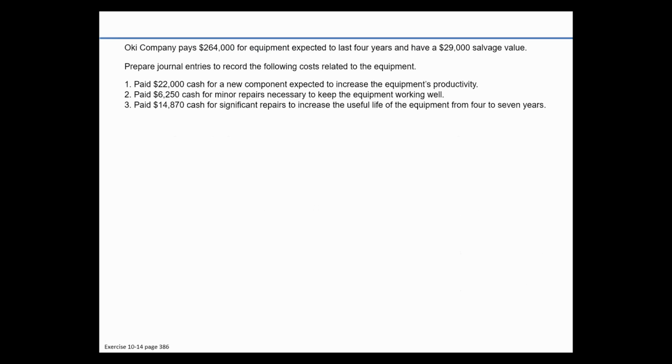So Oki Company pays $264,000 for equipment expected to last 4 years and to have a $39,000 salvage value. So we're going to post the different types of entries related to the equipment. So first, Oki paid $22,000 cash for a new component that is expected to increase the machine's productivity. Well, that would be a betterment because it's something that's enhancing the machine. So we would debit equipment for $22,000 because it's adding to the equipment and making it better, and then we would just credit cash for $22,000.